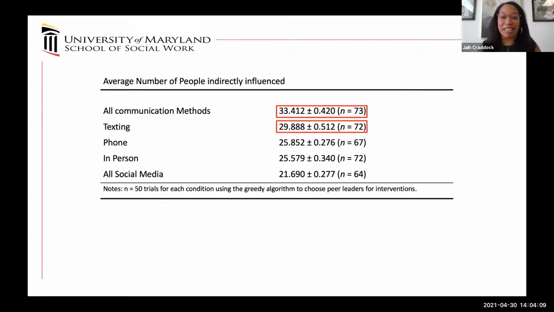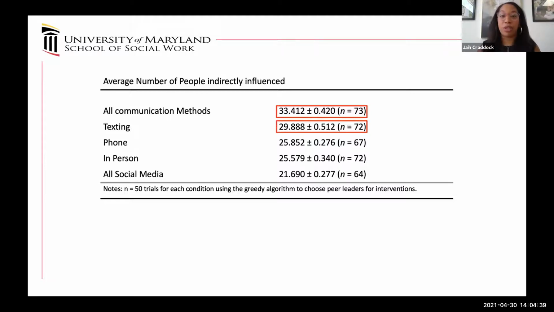So this is what it looks like in numbers. Really, what we found in this study is that all modes of communication is the best way to disseminate information within a network of young Black women. And if we really wanted to develop an intervention and be able to spread that information within this network, we need to consider different ways of communicating with these young Black women, different platforms that they can share this information on.